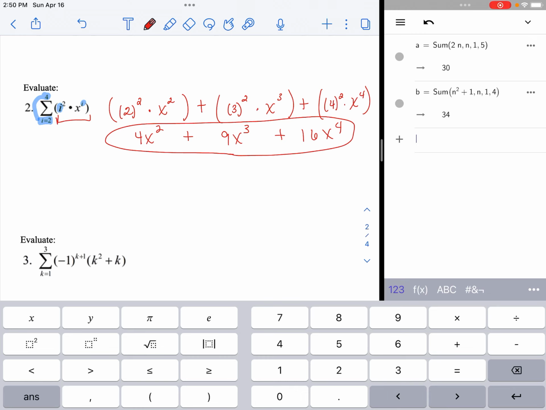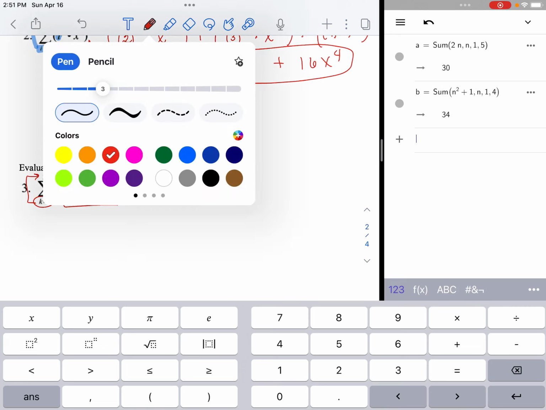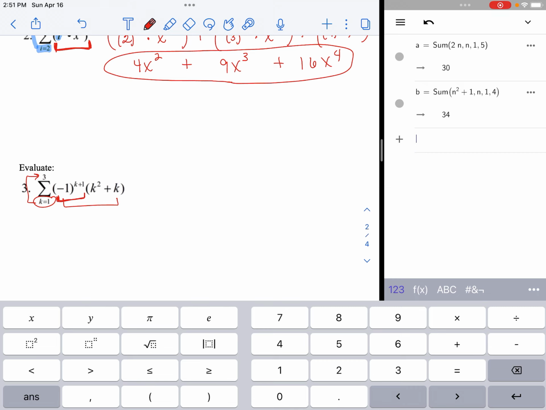So that could not be done in the calculator because there was more than one variable in the explicit formula here. In the next example, it tells us k is equal to 1 up to and including 3, and k is the only variable in the explicit formula here. So therefore, it can be done in the calculator. Now, when you have -1 as a factor in front, being raised to a power, that's going to make the sequence go between positives and negatives.